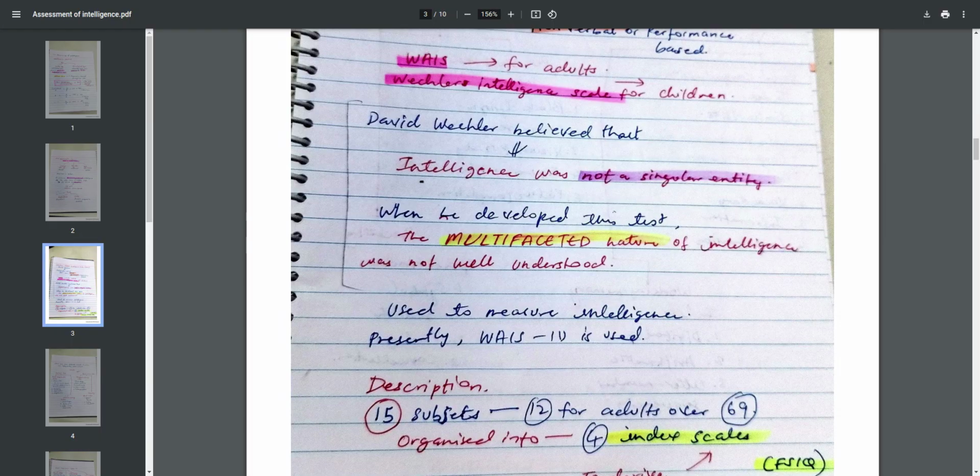He believed that intelligence was not a singular entity, it was multi-phased in nature. This was the core concept of his test, but at the time when it was developed, it was not seen like that, it was seen as a singular entity, so it was not well understood. Currently the fourth version of this test is being used, so it was constantly improved.